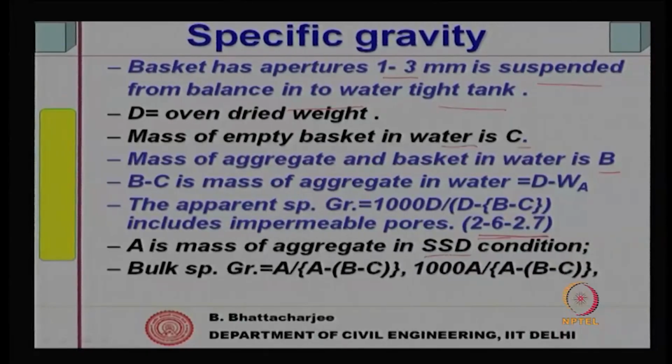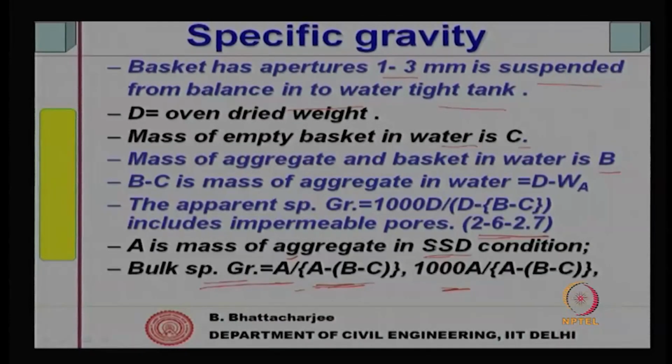Okay. So, A is the absorption basically. If A is the mass of aggregate in SSD condition, bulk specific gravity is sometimes given by this A, bulk density you can say. Supposing I find out A is the mass of the aggregate, A minus B minus C, in the same manner you can call it bulk specific gravity, where A is the mass of aggregate not in oven dried condition, but in what is called saturated surface dry condition.